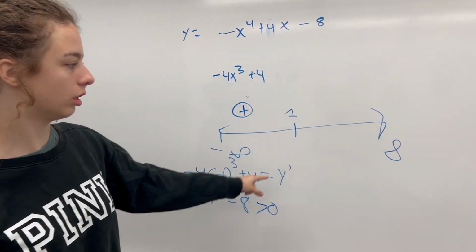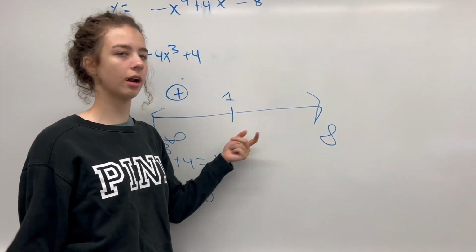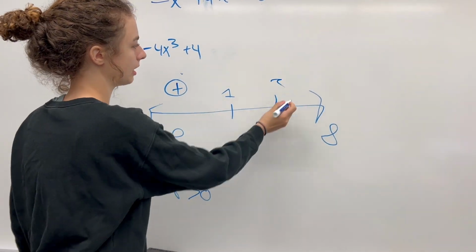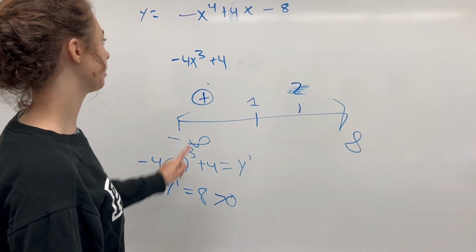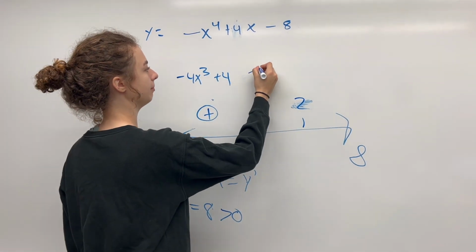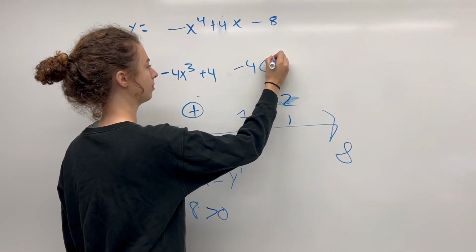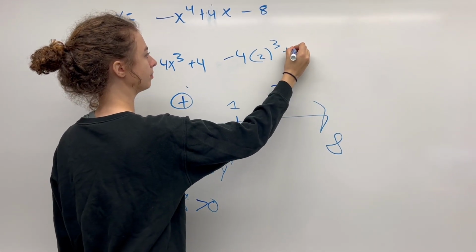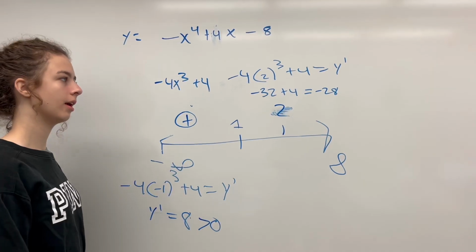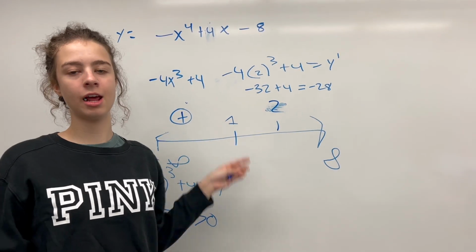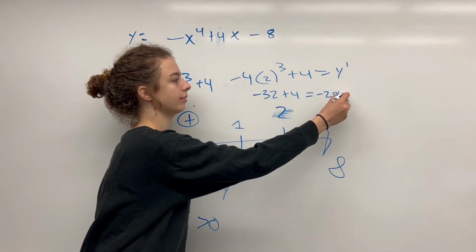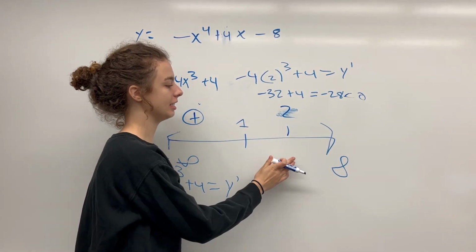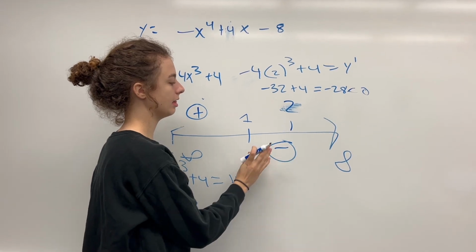So now to look for this interval, I'm going to pick a point here, and I'm just going to pick 2 because that falls between this point. So I'm going to plug that into my derivative again. And that will give me negative 28, and I know that negative 28 is less than 0, which means that the function is decreasing here in this interval.